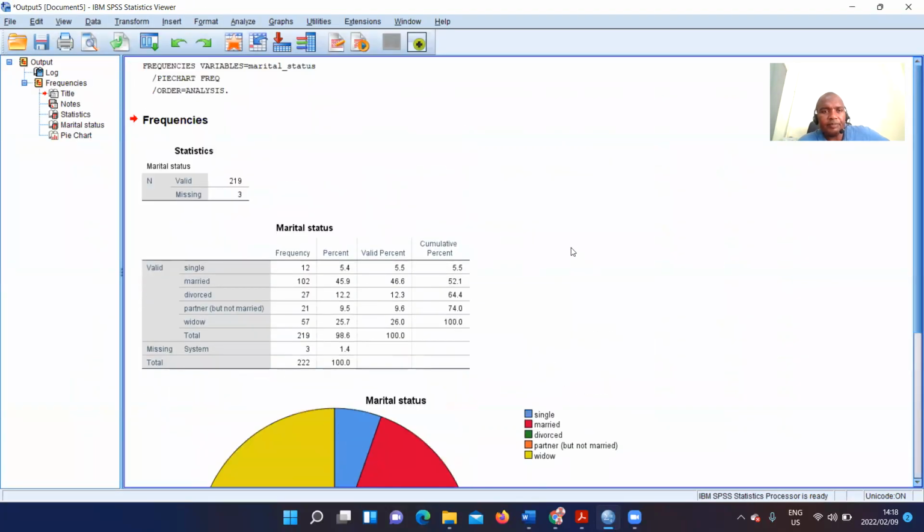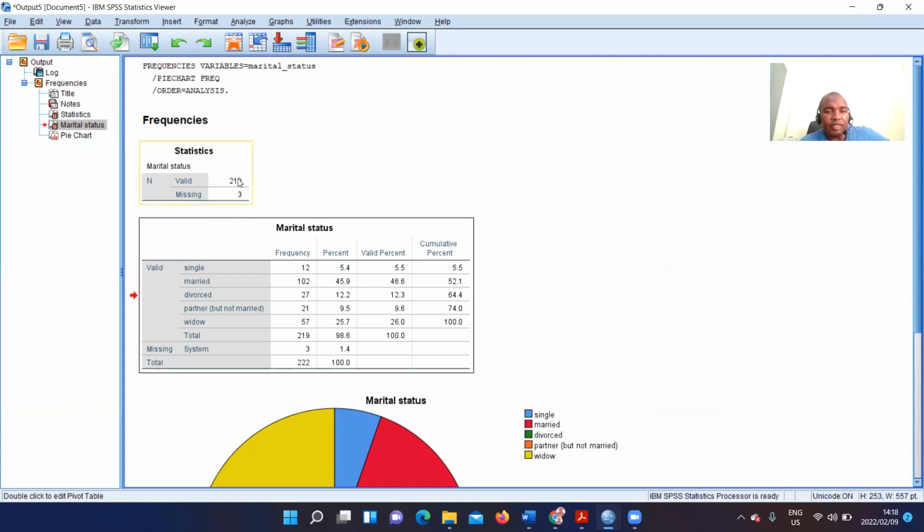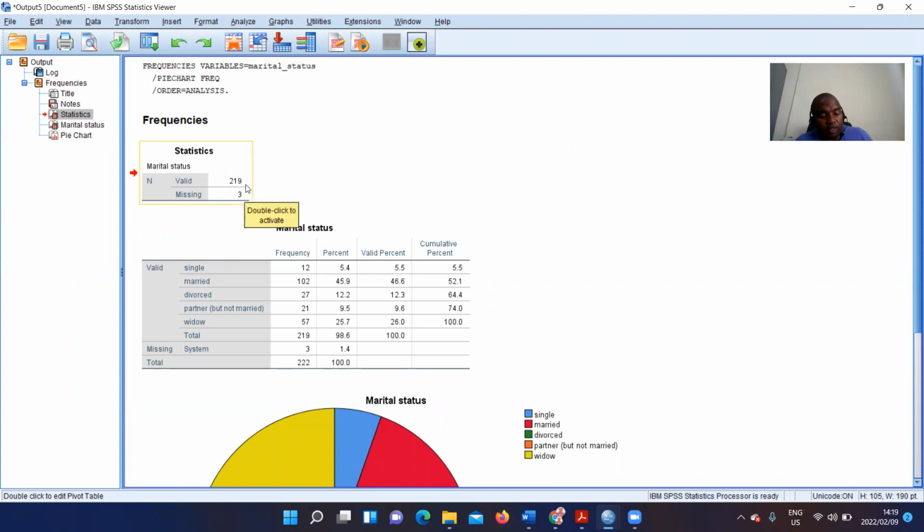As you can see, we are able to see this table. This is a very critical table. When it comes to marital status, we are told that the researchers managed to obtain 219 valid responses. There were 3 missing responses. In other words, for 3 respondents, that question was completely not answered.